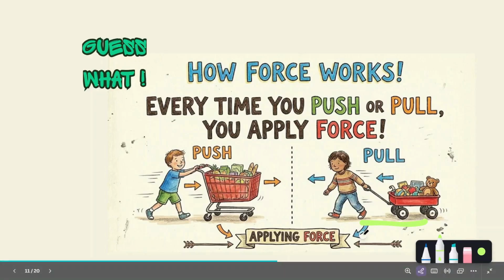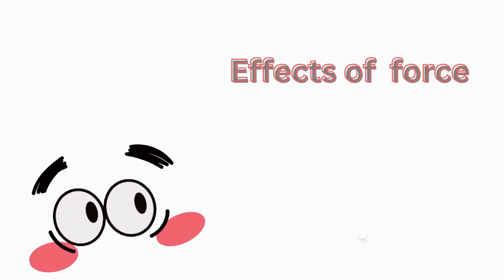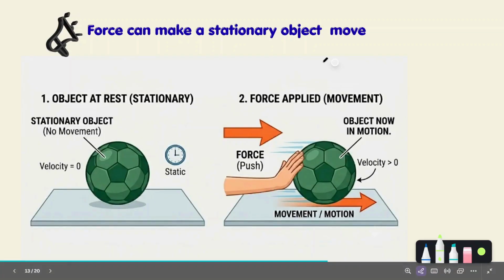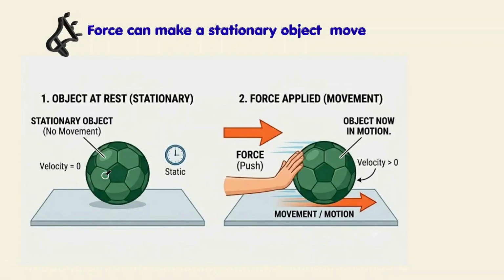But did you know that force can do many amazing things? Let's find out. Force can make a stationary object move. You can see a football is lying and it's not moving. Suddenly it was pushed. Wow, it started moving. So a force was applied. Hence, force can make stationary objects move.